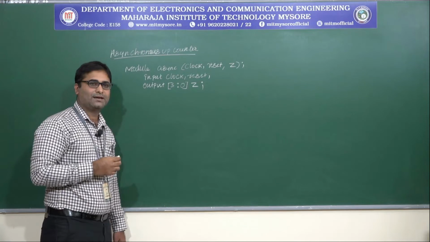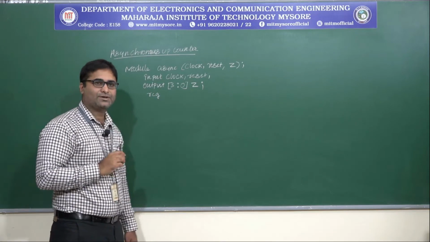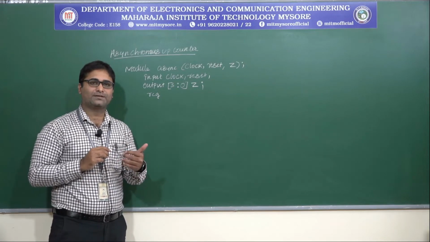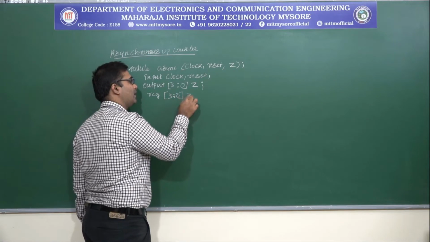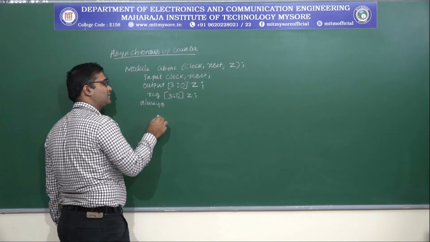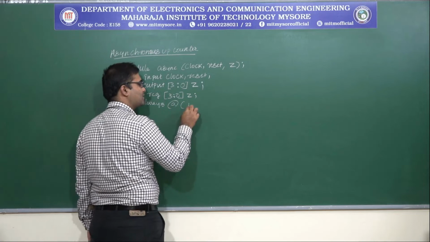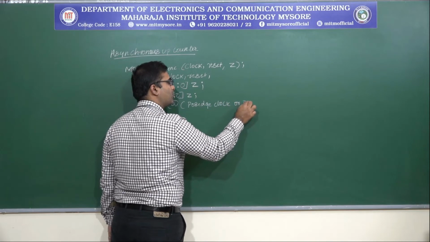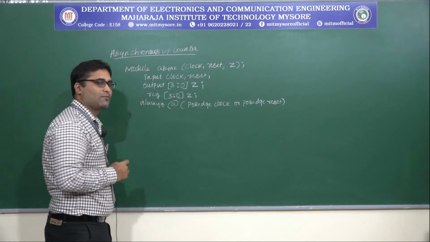So in the behavioral description style, we know that outputs are defined with the keyword reg, or register. So why do we use this? Because the data is moving to a variable and it is stored in that particular variable, which is 3 to 0, and we have z. After that, we have the predefined word always at. First we are saying at the positive edge of clock or positive edge of reset.